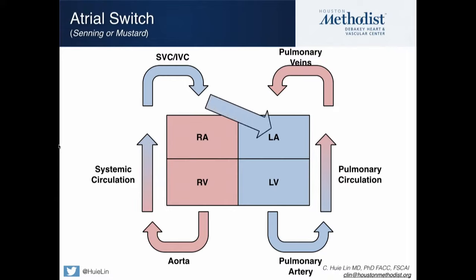Typically what happens is that the systemic venous circulation, the SVC and the IVC, are baffled to the left atrium, which then gives rise to the left ventricle, where the blue blood is then pumped to the pulmonary circulation now through the pulmonary artery. And of course, that blood is oxygenated and returns to the pulmonary veins, which are then subsequently baffled to the right atrium, which gives rise to the right ventricle, and then that red blood is pumped to the systemic circulation, giving oxygenated blood to the systemic circulation and coming back blue through the SVC and IVC again.